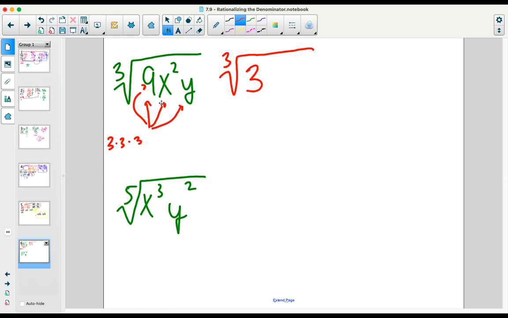I look next at the x squared. That's an x times an x. I need to make sure that's a perfect cube. So in order for that to happen, I need another x. And then I look lastly at the y, which is just one individual y. In order for that to be a perfect cube, I need 2 more y's as part of my product.